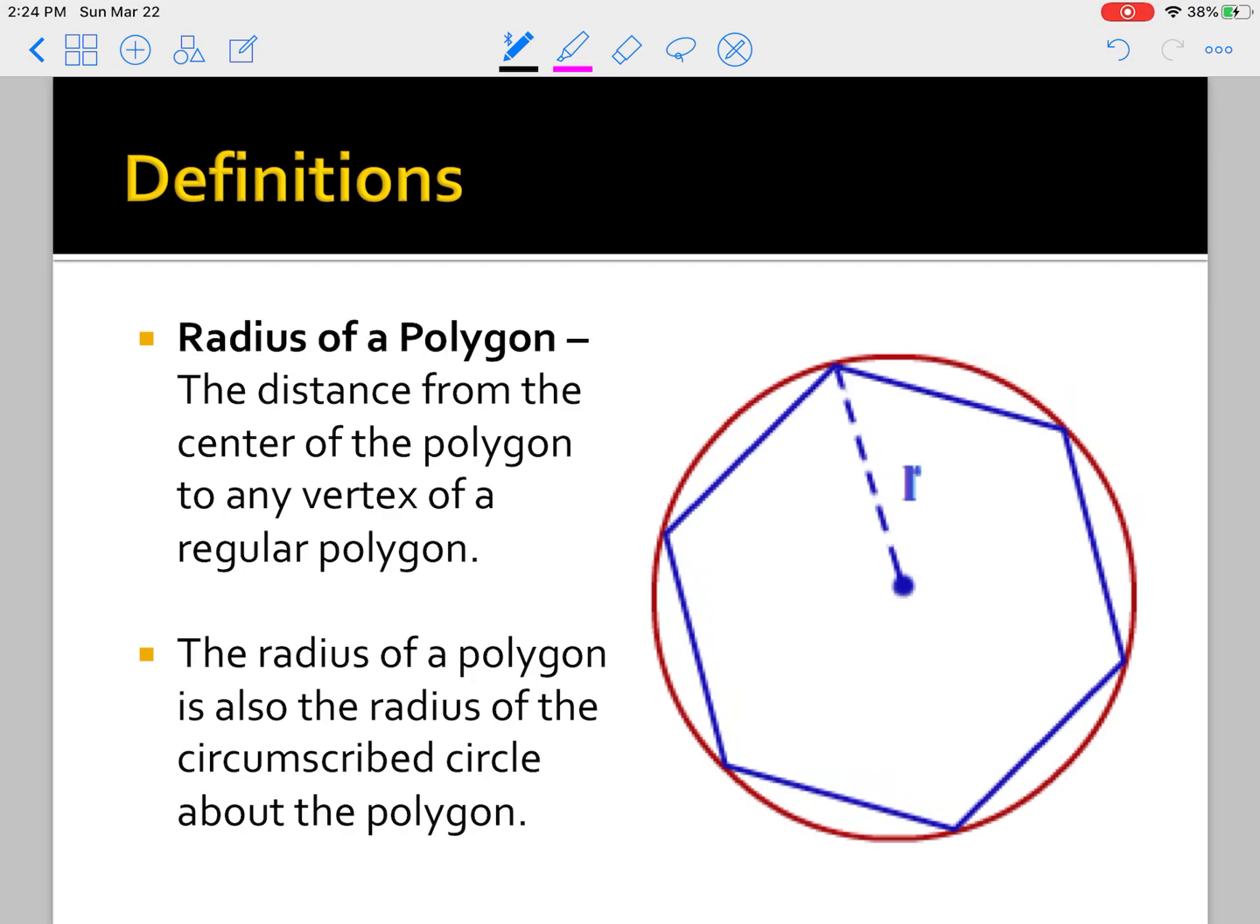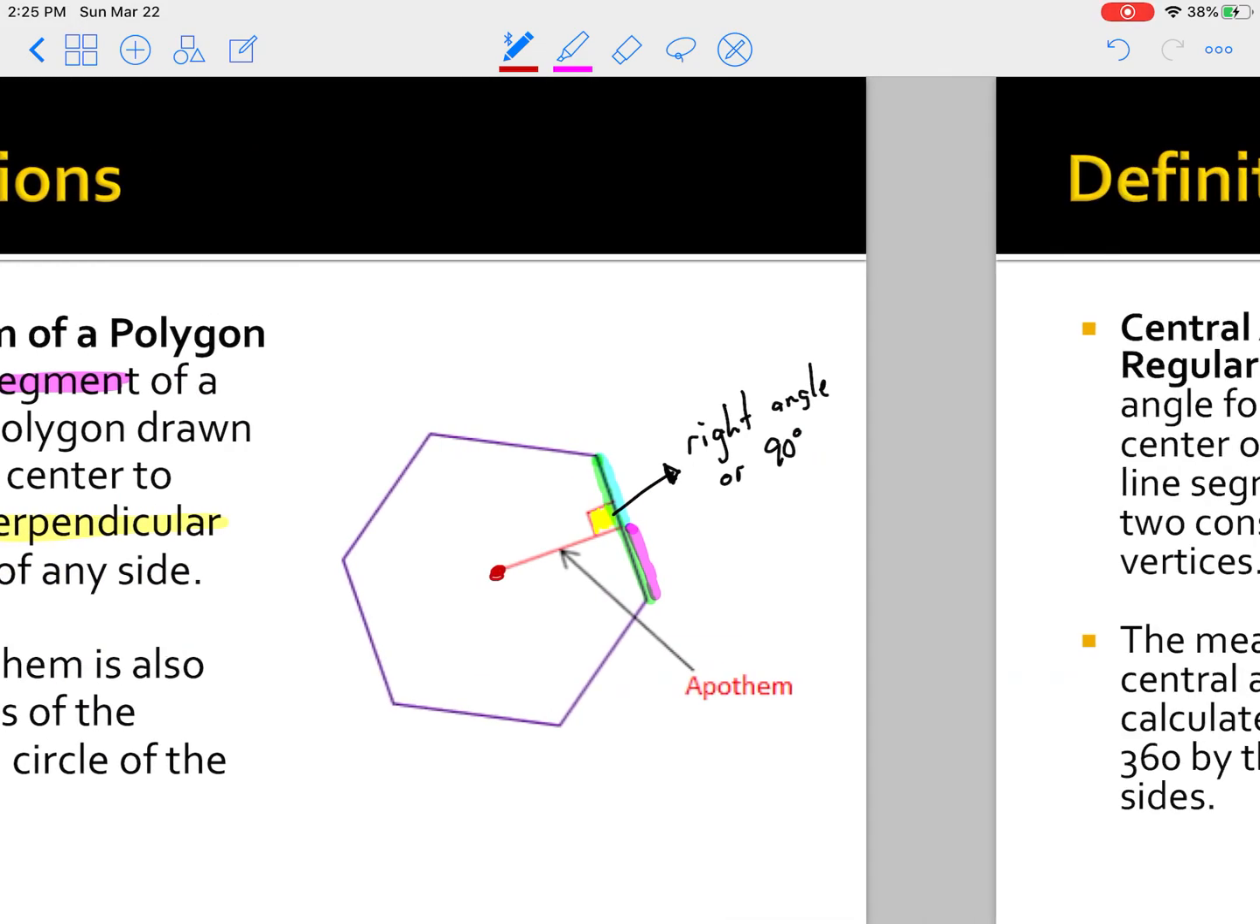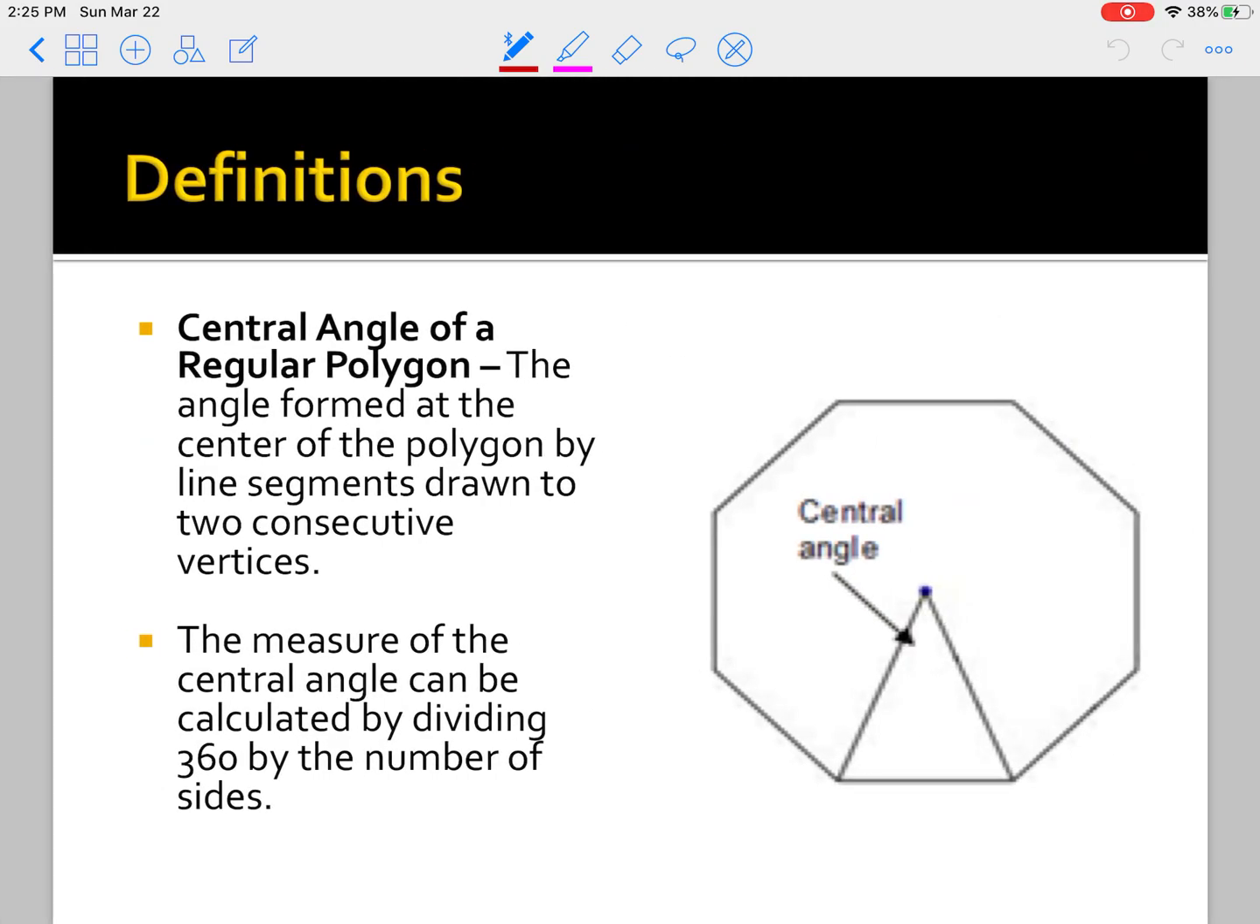the polygon and I want to draw an apothem, one thing that you need to be careful, this apothem stops at the polygon, okay? It does not go all the way through to touch or to end on the circle. It stops at the polygon, so it forms a right angle with the polygon, and then we know that it is a bisector of that side, meaning that each of those two segments will be equal.